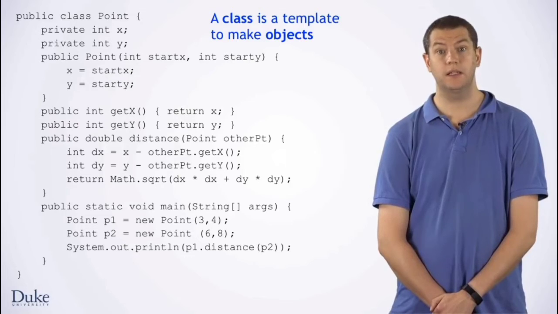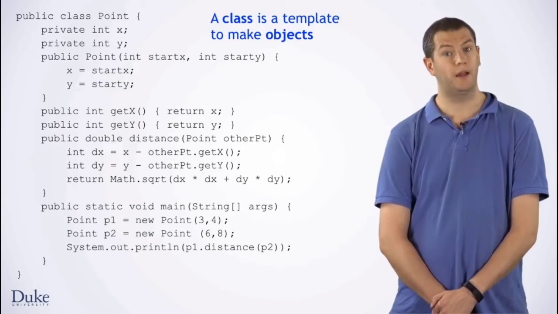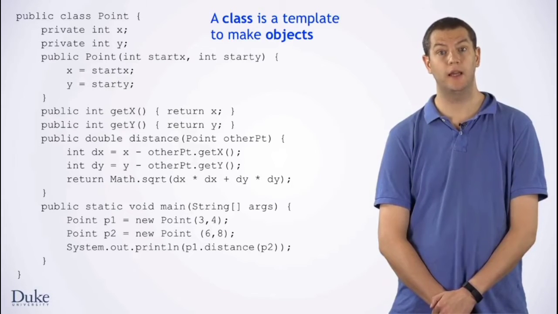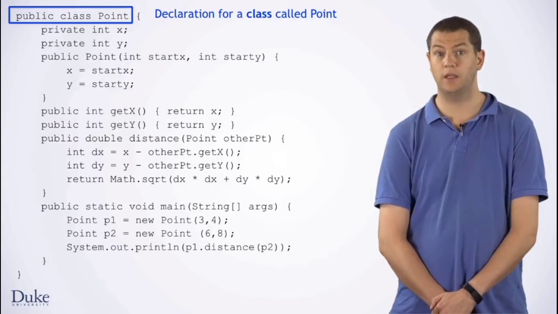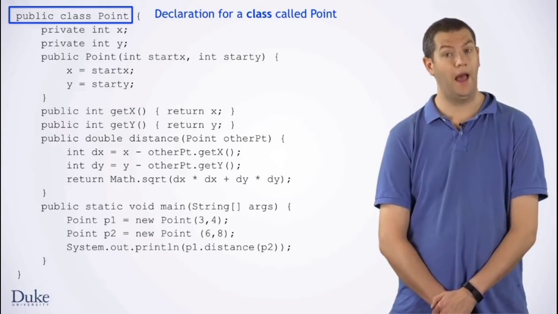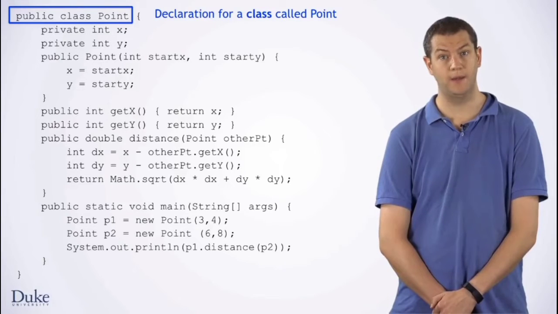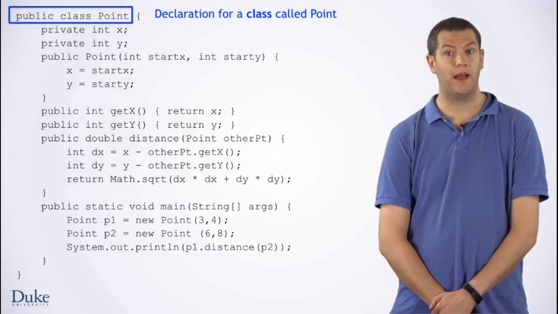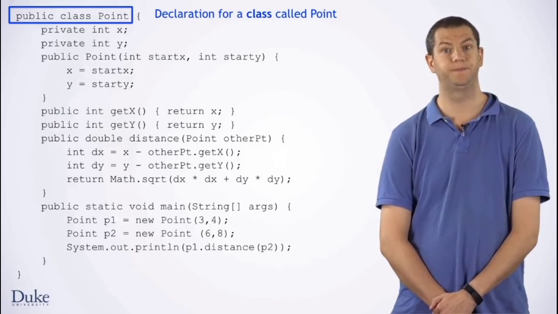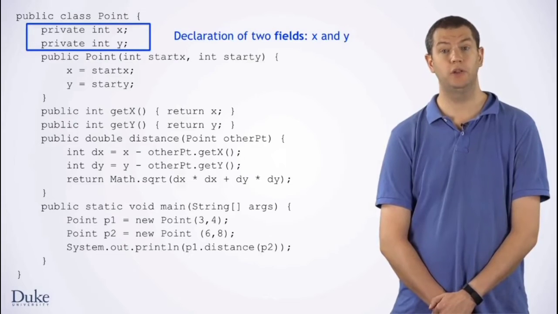Here, you can see an example of a class declaration. A class is a template that specifies how to make objects. Let's look at each piece of this declaration. The first line tells Java that we are declaring a class called Point. As with variables, we have a lot of freedom in what we name classes that we create, but we should name them descriptively. Here, we are making a class which represents a two-dimensional point, so Point is a good name for it. Next, we declare two fields, int x and int y.